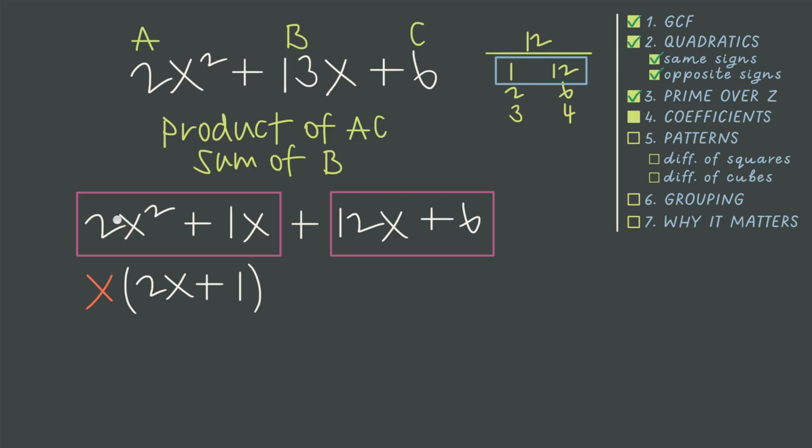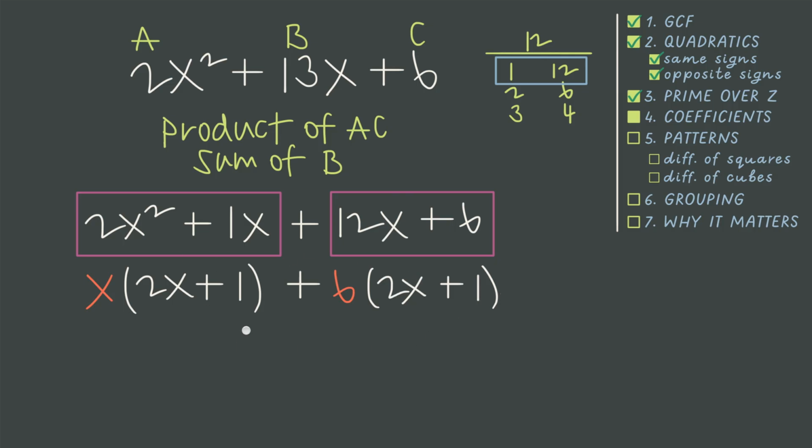What's the greatest common factor of 2x squared and x? Well, it's just x, and what's left is 2x from the 2x squared term and just 1 from the plus 1x term. We'll do the same thing with the second group. The greatest common factor of 12x and 6 is 6, and what's left is 2x plus 1.